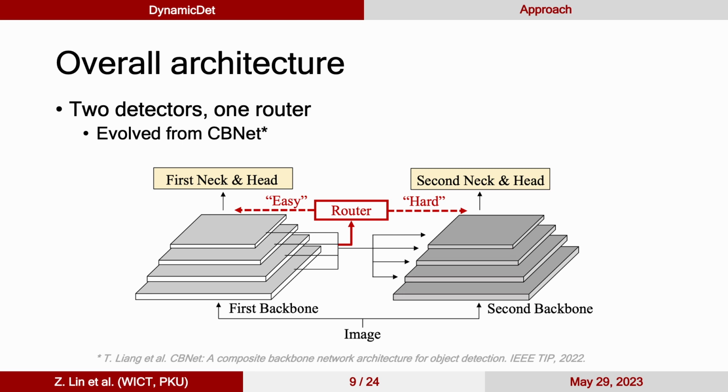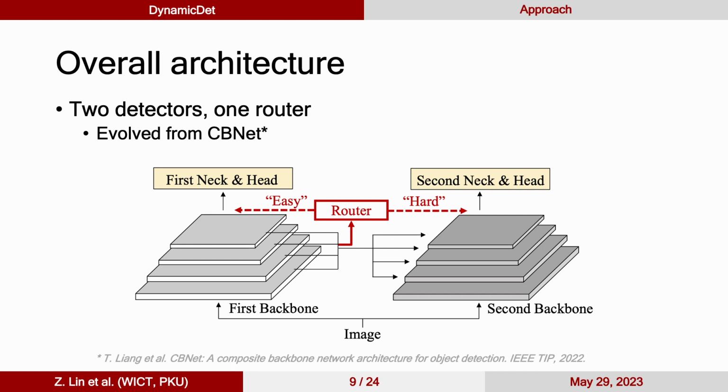During the inference, for an input image, we initially extract its multi-scale features with the first backbone. Then, the router will be fed with these multi-scale features to predict a difficulty score s for this image. If the router classifies the input image as an easy one, the followed neck and head will output the detection results. On the contrary, if the router classifies the input image as a hard one, the multi-scale features will need further enhancement by the second backbone and the detection results will be obtained by the second head and neck.